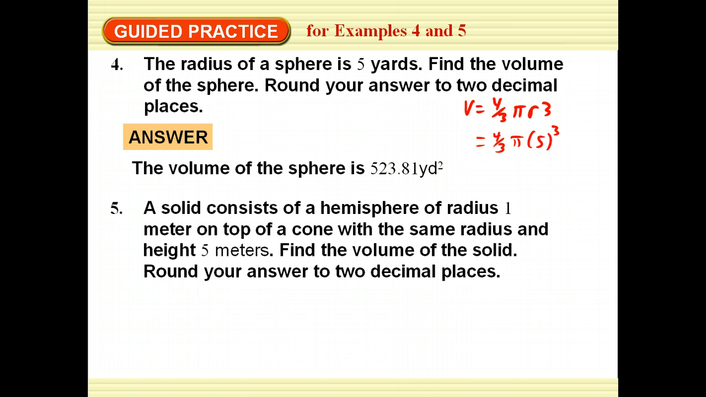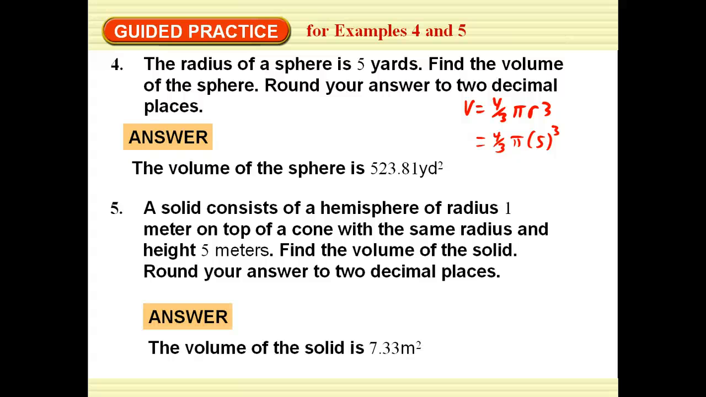A solid consists of a hemisphere of radius 1 meter on top of a cone with the same radius and a height of 5 meters. Find the volume of the solid, rounding your answer. This one will take a little work. Comes out to be 7.33. Now, how did we get this?